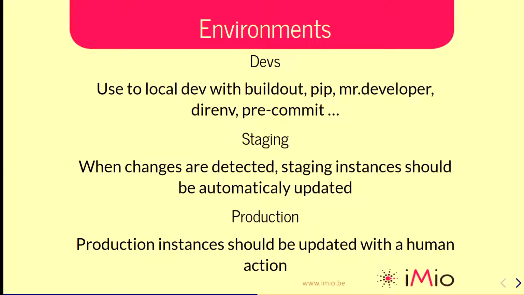We create a staging environment. This environment is always updated. When you change something in your code base, it arrives automatically on staging. But on production, it should not be automatic. It should need a human action, or something to check, before going to production.